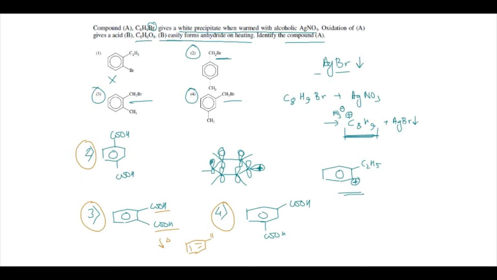C double bond O, O. This is known as phthalic anhydride, and it will form very rapidly because the two carboxylic acid groups are very near to each other, which is not possible in case of option 2 and option 4. That means option 3 is the correct answer for our question.